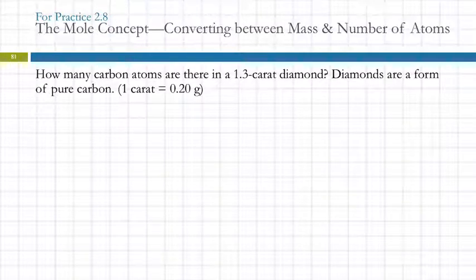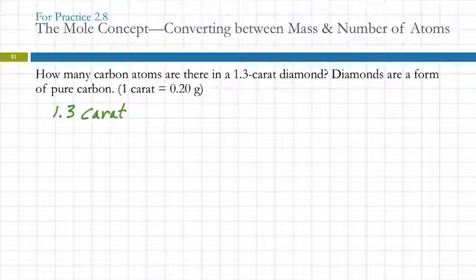So how many carbon atoms are there in a 1.3 carat diamond? Diamonds are a form of pure carbon. 1 carat is 0.20 grams. So they gave me some numbers here. Let's write them down. 1.3 carats. It's a unit of mass that jewelers use.